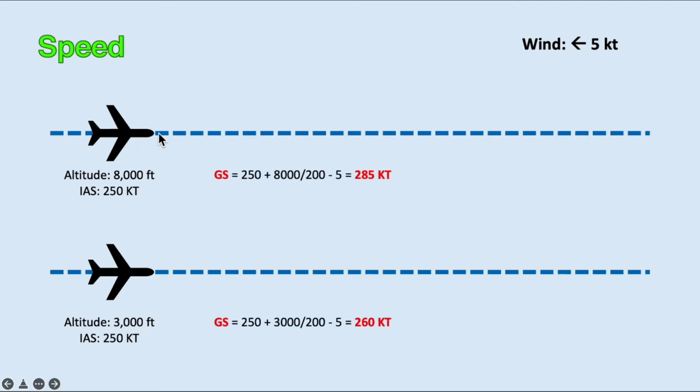If we apply the formulas, you can see that this plane is flying at 285 knots and here it is flying at 260 knots. So even though this plane and this plane are flying at the same indicated airspeed, actually this plane above is flying faster than this one in relation to the ground. So that's why it's very important to bear in mind the ground speed.